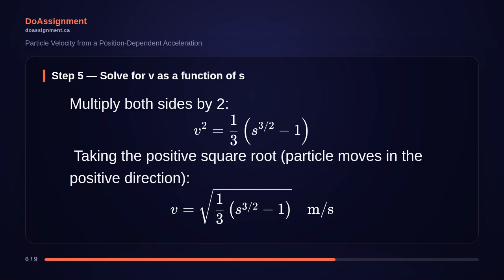Multiplying both sides by 2 and taking the positive square root gives velocity as a function of position. v equals the square root of 1/3 times the quantity s to the 3/2 minus 1, in meters per second.